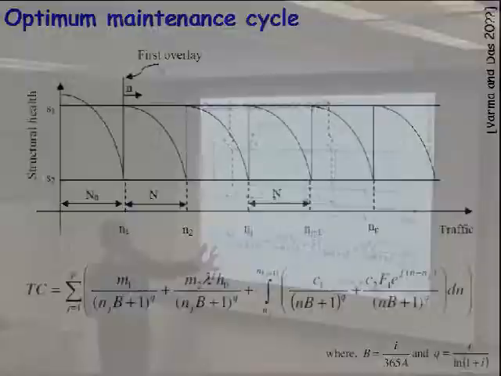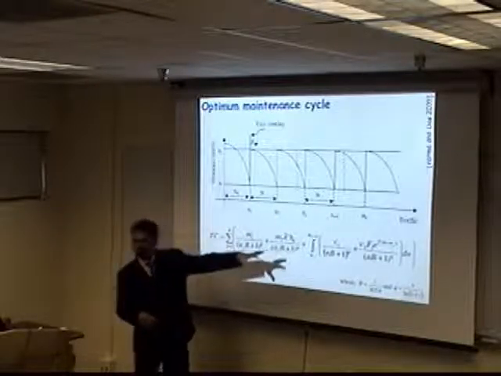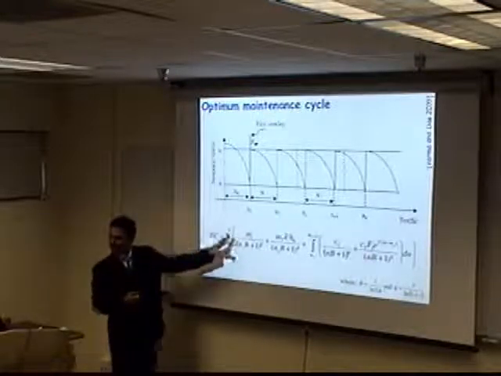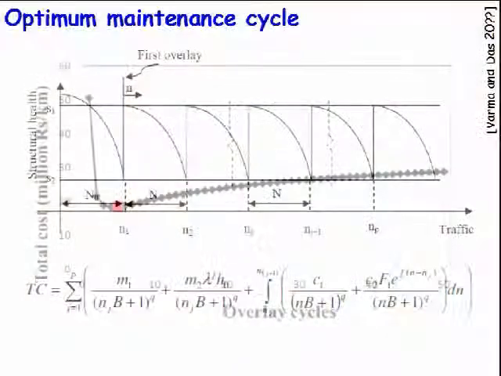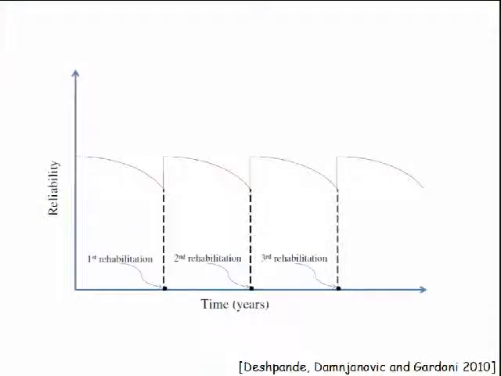And this integration part is the cost due to vehicle. This is a standard approach. This is the vehicle operating cost. This is the cost due to overlay. And I'm summing it up for the entire analysis period, and trying to minimize it to find the optimum number of overlay cycles I should provide, so that the total cost over the entire design period turns out to be the cheapest. So that's again the deterministic part.